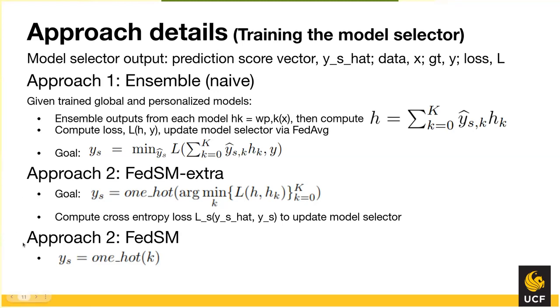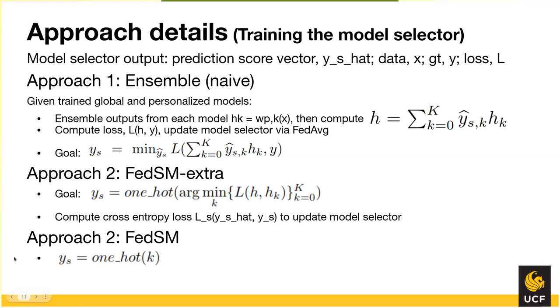So the third approach, oops, there's a typo on the slide, sorry. The third approach is a type of heuristic. They realized that when they have data from client K that they're training on, it's most likely that model K is going to be the best generalizing on that data. So they simply set the index of the model selector one-hot vector based on that client index.